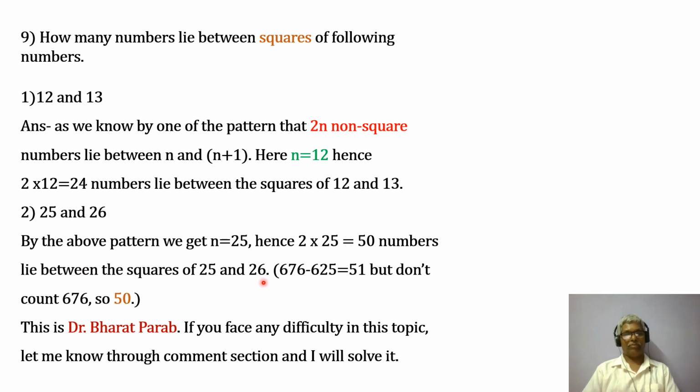Very easy. Okay, we will actually check. 676 minus 625 is 51. Okay, because we are not supposed to count the square number, we are trying to see the non-square numbers. Okay, so if you subtract this one, 51 minus 1 is 50, and so this is the answer. Okay, so don't count 676, so the answer is 50.